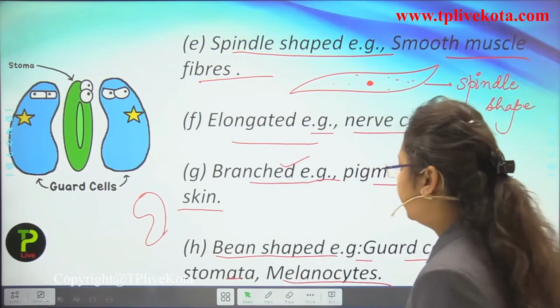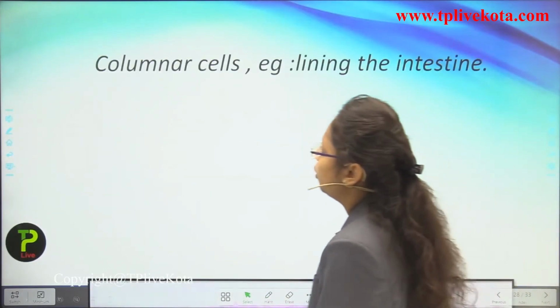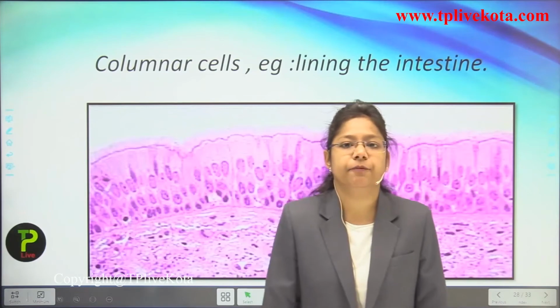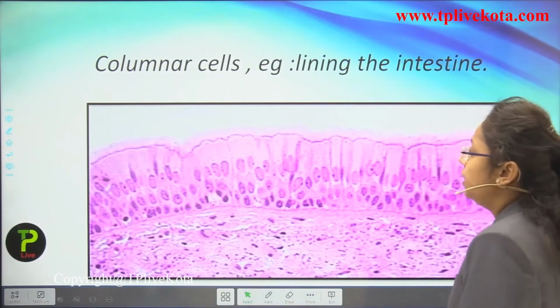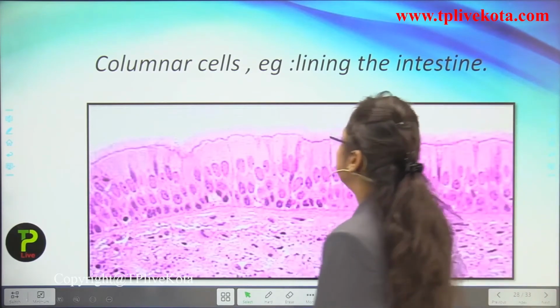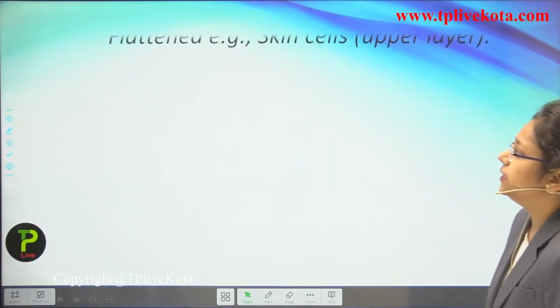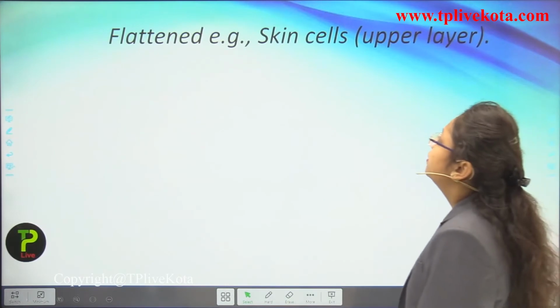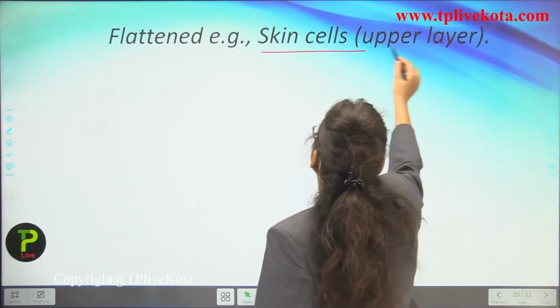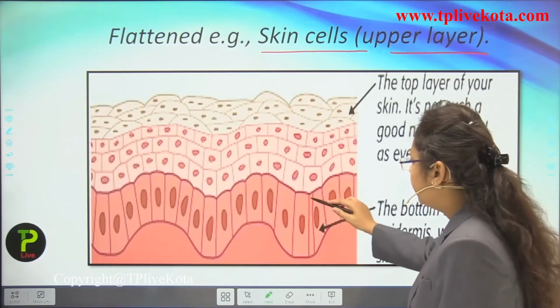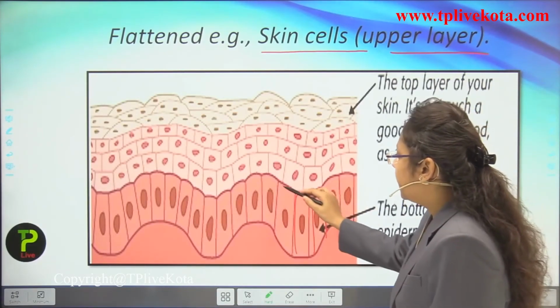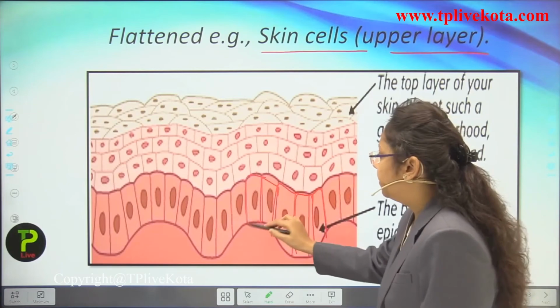You can say that. Okay, now we are going to explore each and every diagram of what we have learned about the shape of the cells. So first is the columnar cells, which are found in the lining of the intestine. Next is the flattened cells, which are found in the skin cells, that is the upper layer. So you can see here, these are flattened in shape.